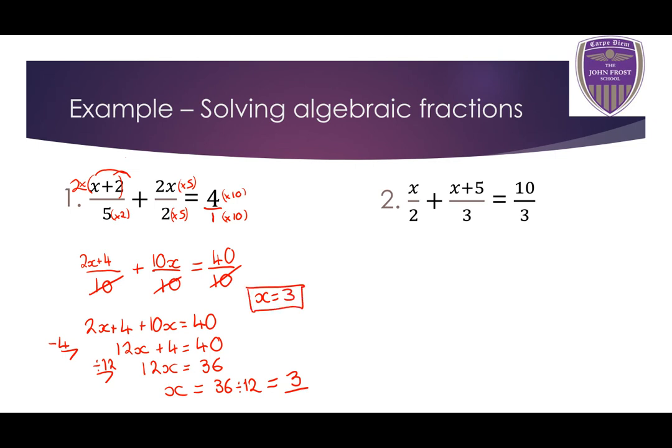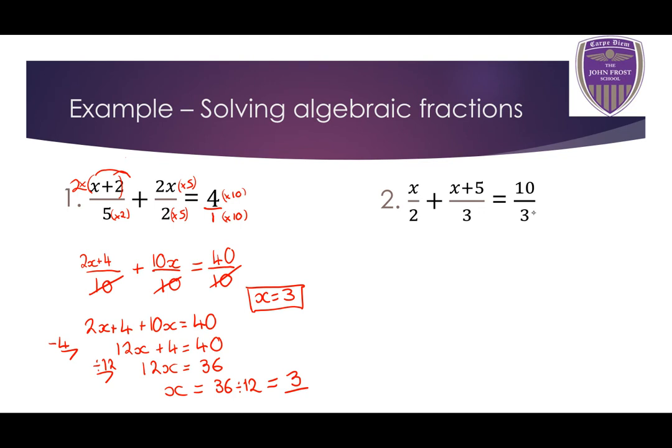Okay, so that was the first one. It's a lot of steps, but hopefully no individual step is too difficult. It's just remembering all of them and putting them all together, okay? Let's have a look at the second example now. So I've got x over 2 plus x plus 5 over 3 equals 10 over 3.